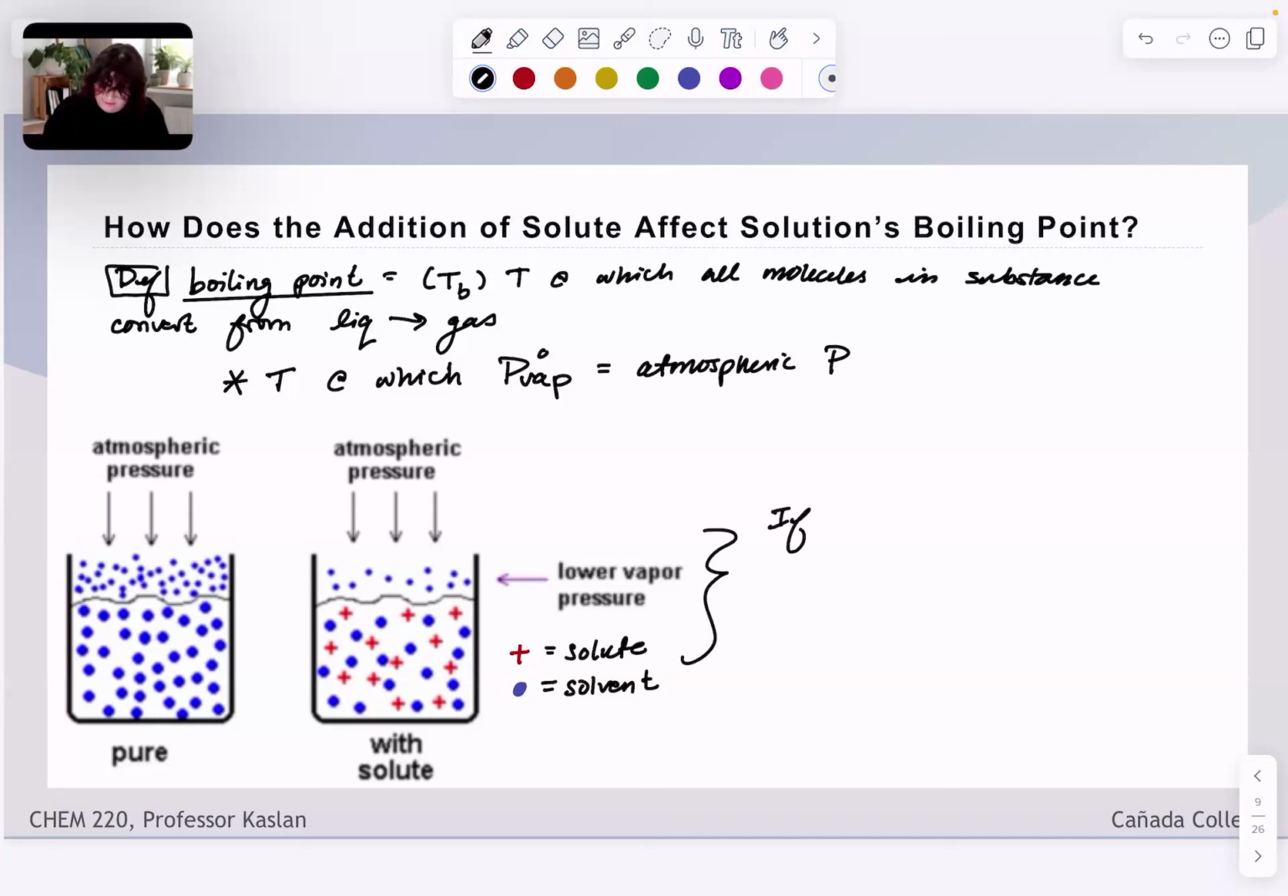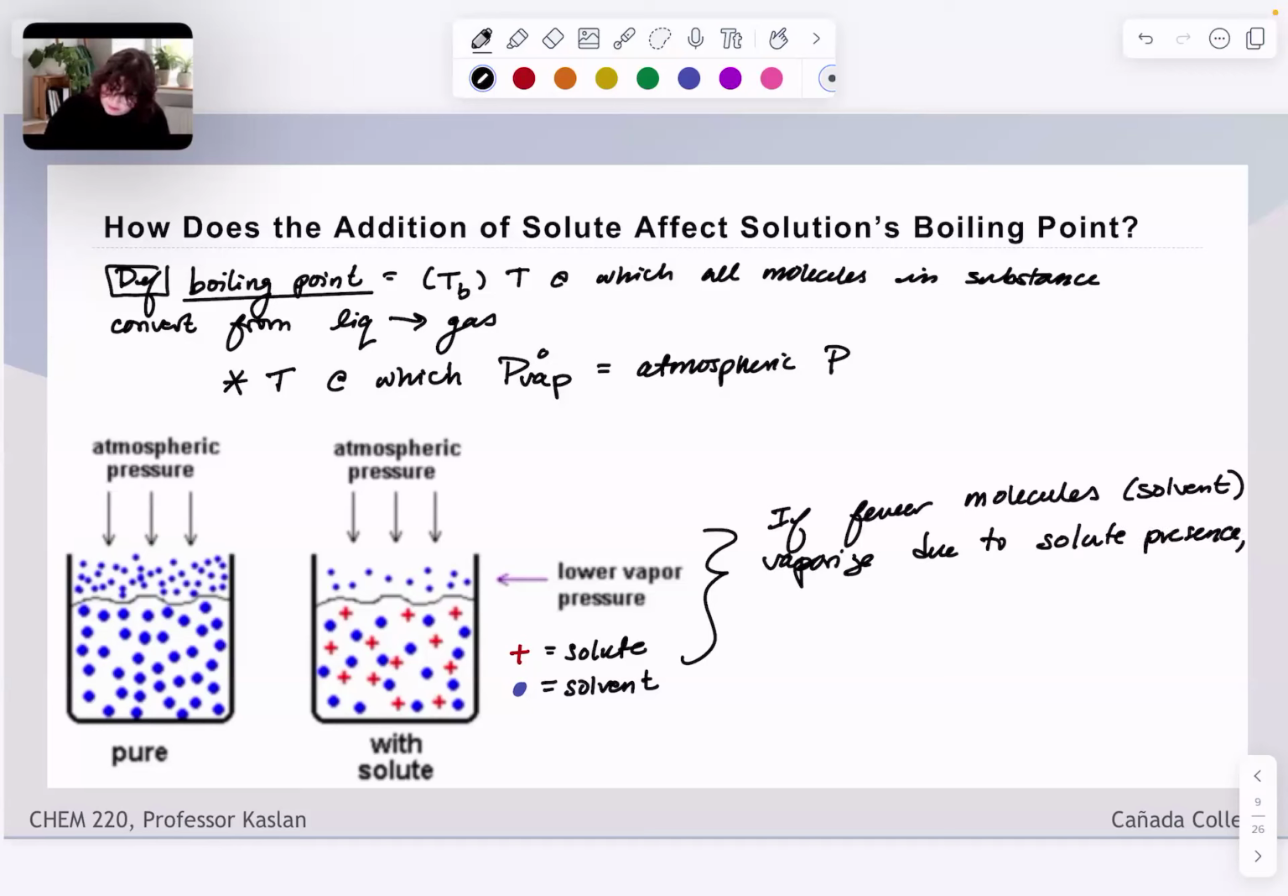So if fewer molecules, specifically solvent, assuming we're an ideal solution with a non-volatile solute, vaporize due to solute presence, then in order to get every single one of our solvent particles out of the liquid phase and into the vapor phase, so all of these blue in the bulk liquid become blue vapor particles, that's what it means for us to boil.